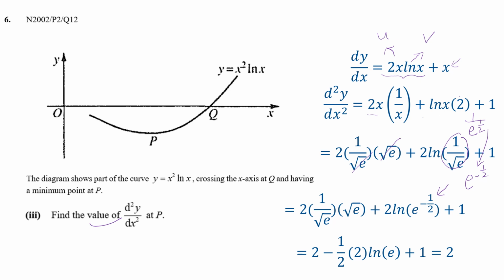And this is what I've explained earlier. This and this goes off, so left only 2. And the negative half, if you apply the power law, bring it to the front, it will end up negative half times 2 ln e plus 1, and ln e is 1. So you have half times 2 times 1, that gives you 1. So 2 minus 1 plus 1 will give you 2. So that is the value for d squared y over dx squared.